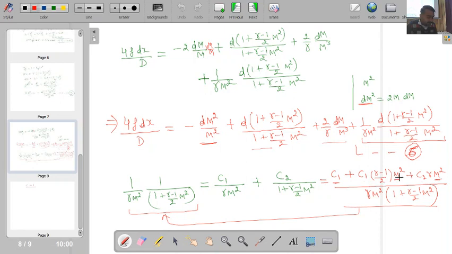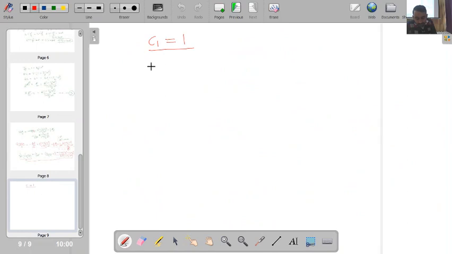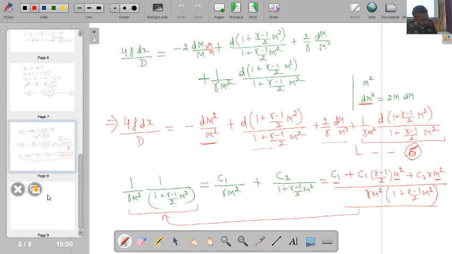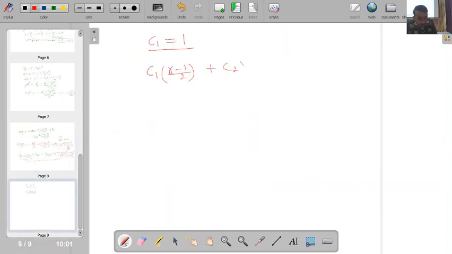And if I compare the second term, involving C1 into (gamma minus 1) by 2, multiplied with variable m square, plus C2 into gamma, multiplied with variable m square, I don't have any term involving m square on the left hand side. So all the coefficients of m square on the right hand side I can just equate to 0. Okay, so from here I will get C1 times (gamma minus 1) by 2 plus C2 times gamma equal to 0.